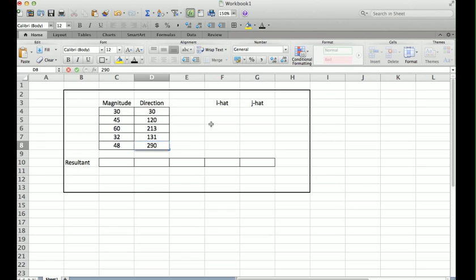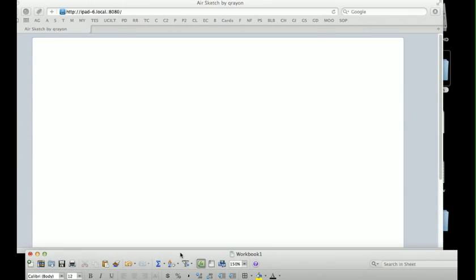Okay, so what we want to do is we want to find the i hats and j hats of each one of these. Okay, that might be the first thing we might want to calculate. i hats and j hats. All right, so let's look at this for a second.